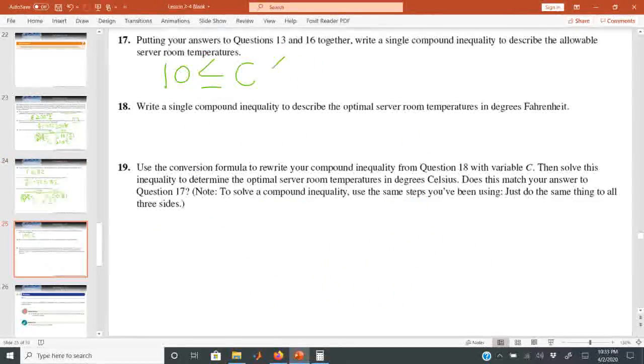So we're going to write that all in one line. So 10 has to be less than or equal to C, which then has to be less than or equal to 27. Question 18. Restart the video once you've done that.